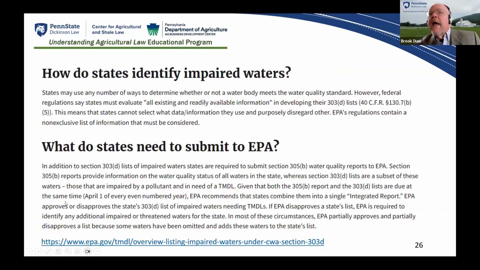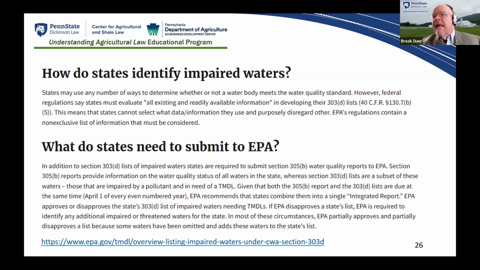Now, EPA approves or disapproves the 303D list of impaired waters. If EPA disapproves the state list, EPA is required to identify any additional impaired or threatened waters for the state. Now, again, EPA doesn't like to do that. They like to send it back to the state and say, here, you do it again. In most of these circumstances, EPA partially approves and partially disapproves the list because some waters have been omitted, and adds these waters to the state's list. So that's their way of sort of getting out from under a bunch of orders of which states are going to be declared impaired. They send it back to the state and tell them to do it.